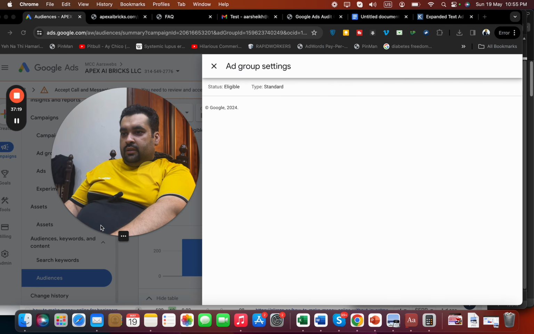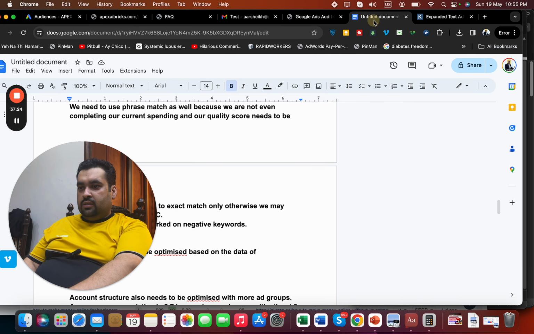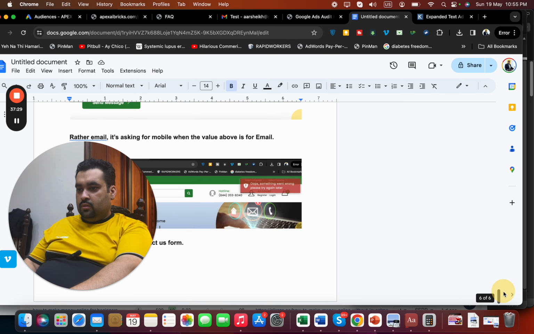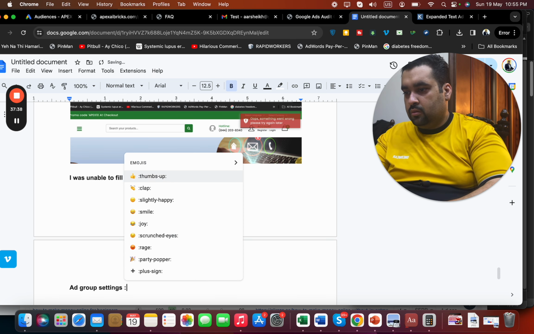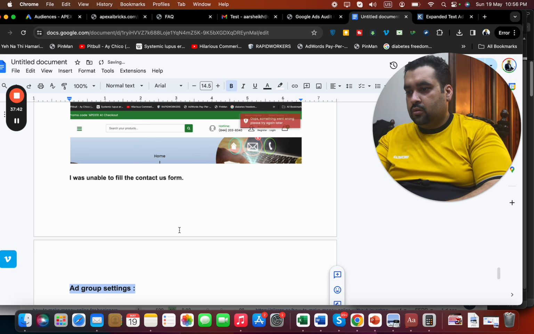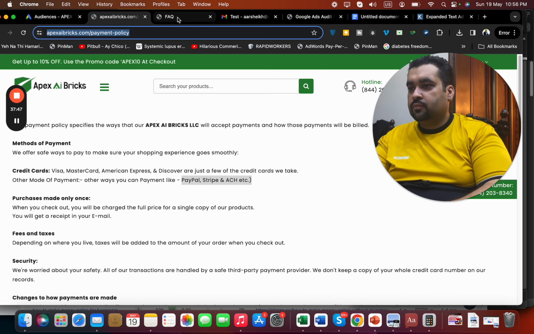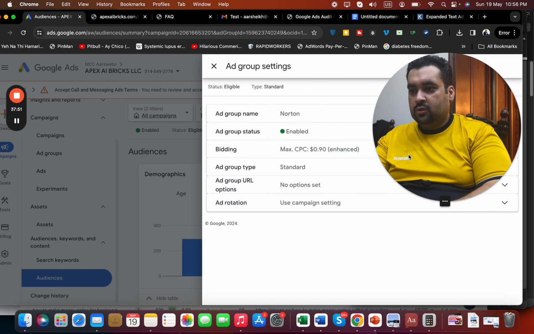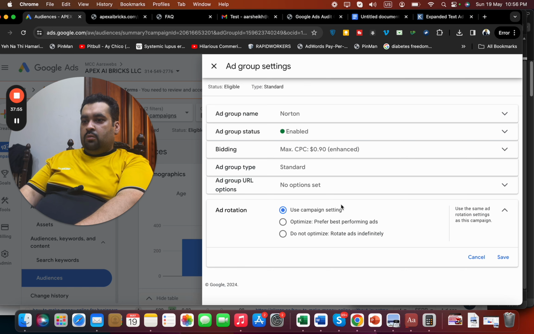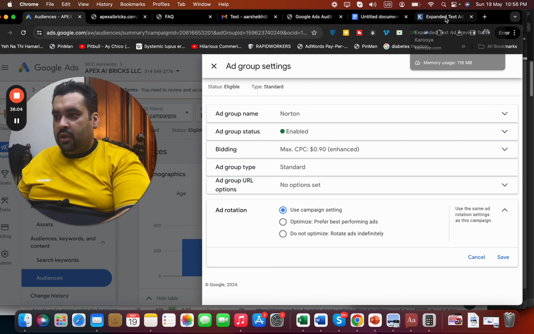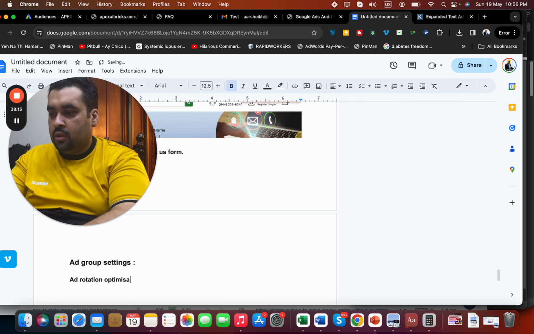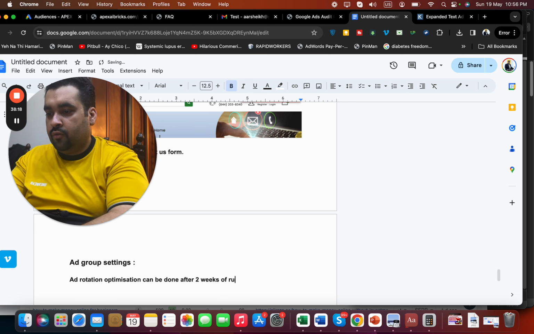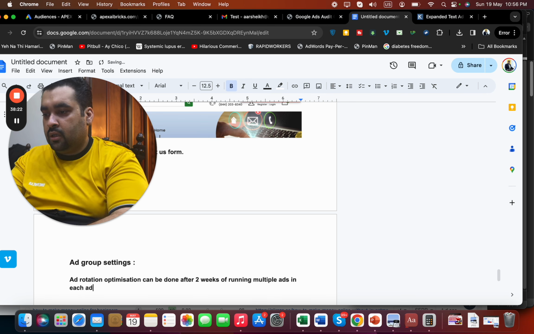And if I move to the ad group settings, let's discuss the ad group settings. Okay, so optimized ad rotation needs to be done. Optimize the best performing ads, and this could be done after running two ads simultaneously for 1 to 2 weeks, and after this you can add ad rotation. Optimization can be done after 2 weeks of running multiple ads in each ad group.